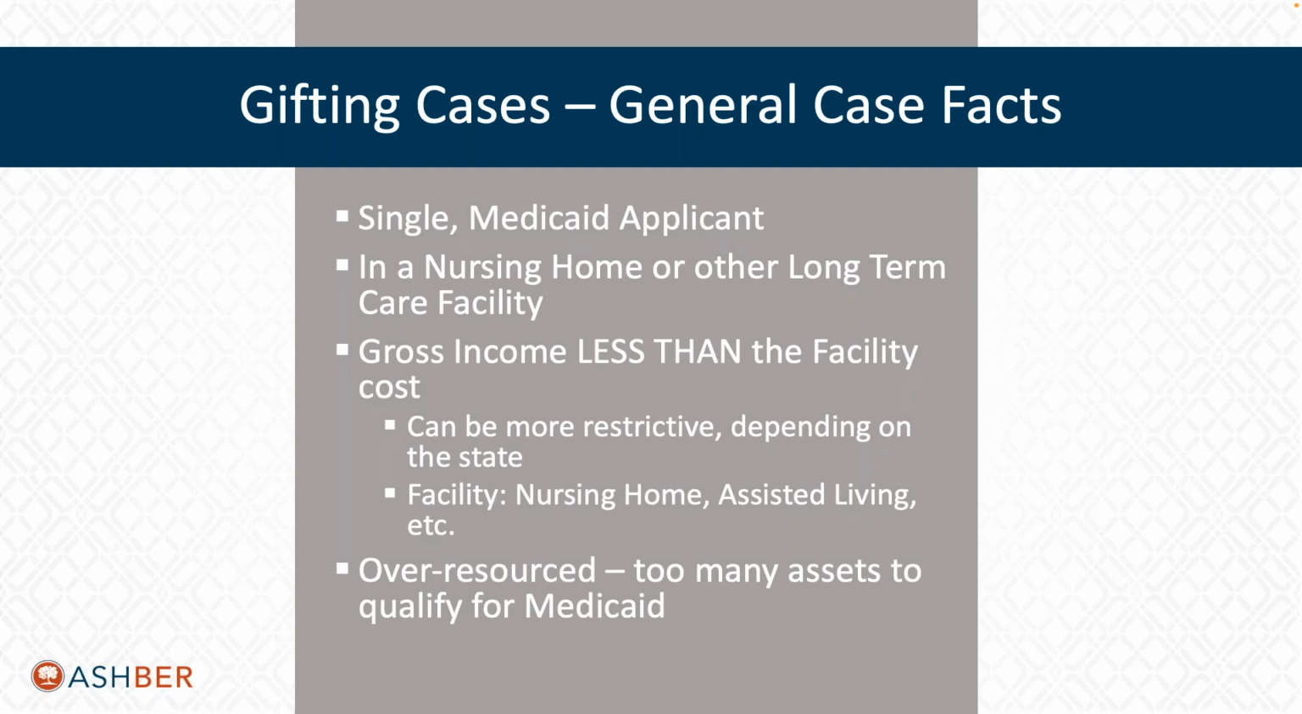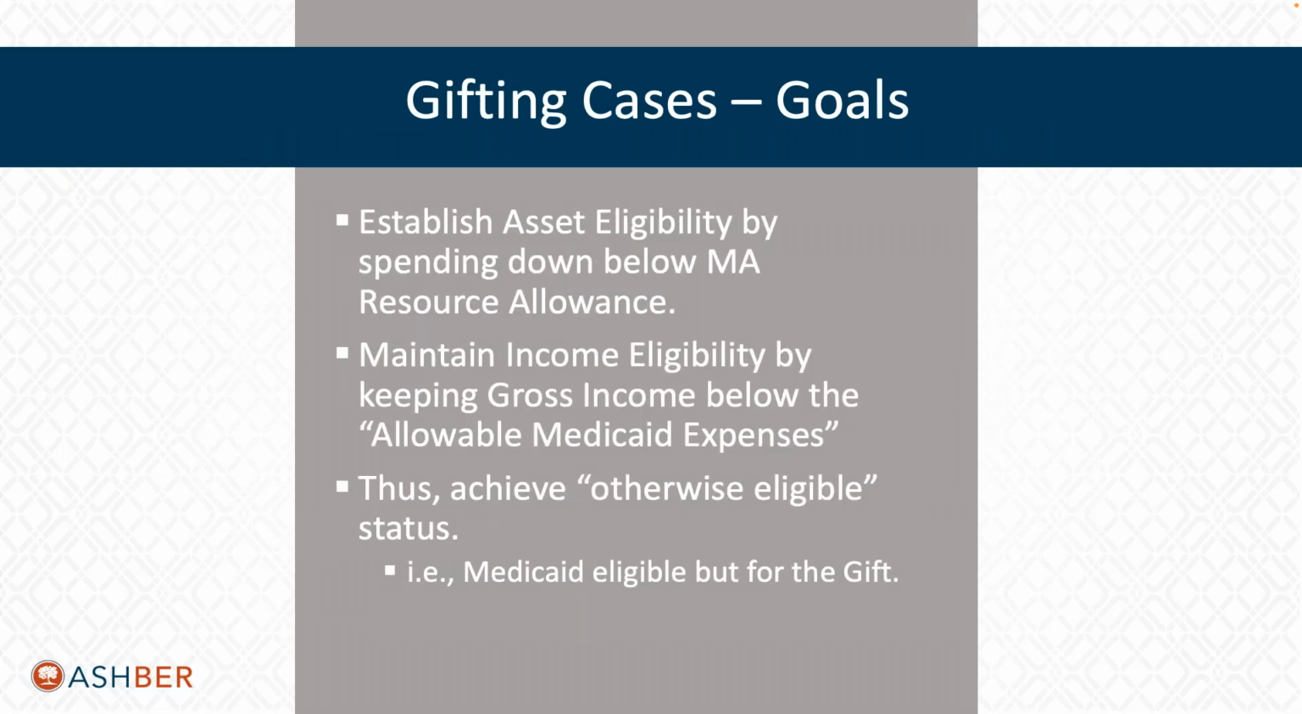So they already have income eligibility established, but what they don't have established is asset eligibility. So too many assets to qualify. That's where we come in with the annuity solution. The goals of this case are to establish the asset eligibility by spending down below the resource allowance and using an annuity to do that.